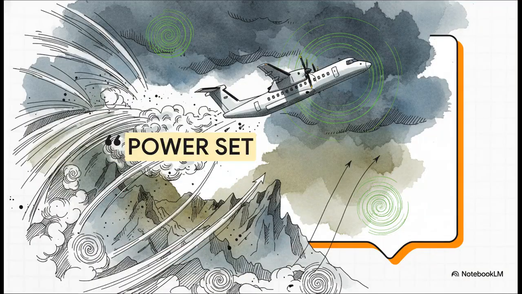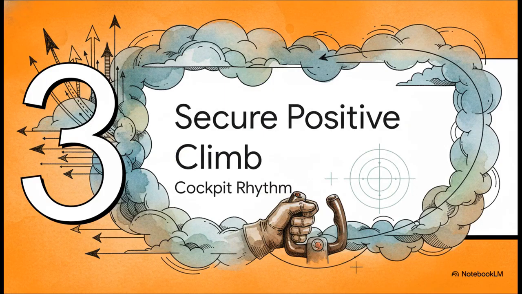Once that verification loop is complete and everything is in the green, the pilot monitoring confirms the aircraft's configuration with one definitive callout: "power set." This closes the loop on the initial reaction phase. The engines are roaring and the Q400 is configured to climb out of danger. Which brings us to Section 3, securing positive climb and establishing that cockpit rhythm.